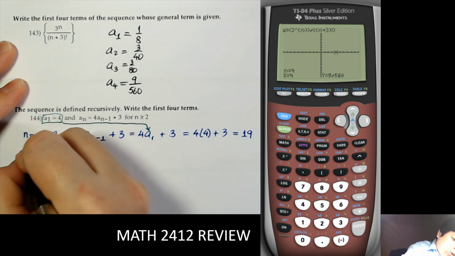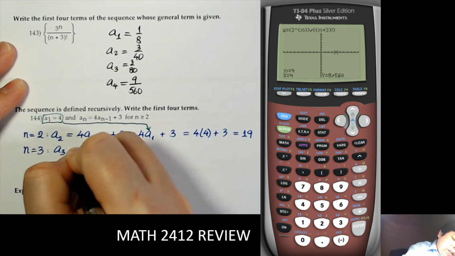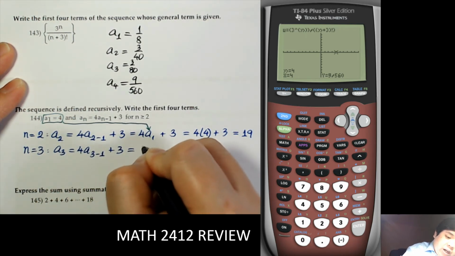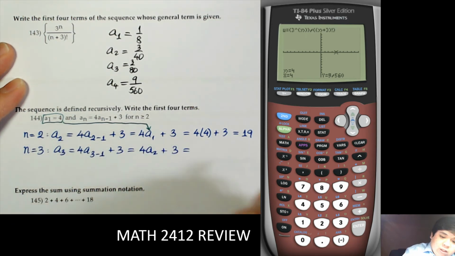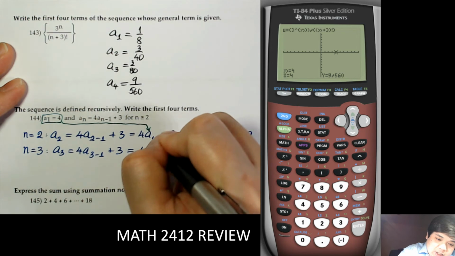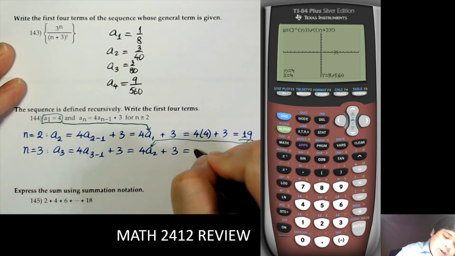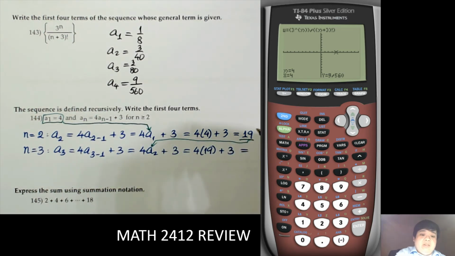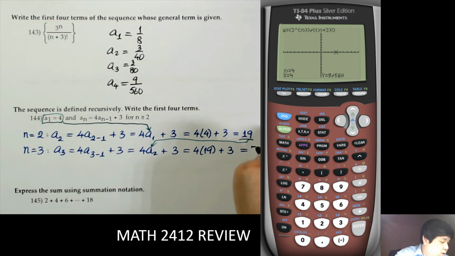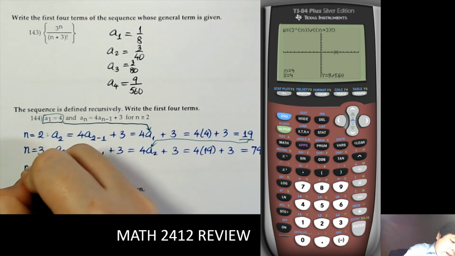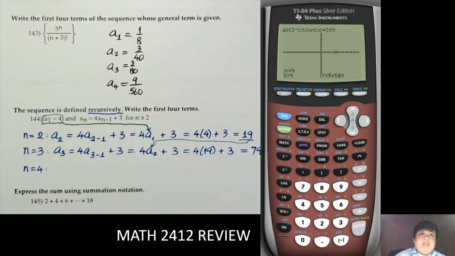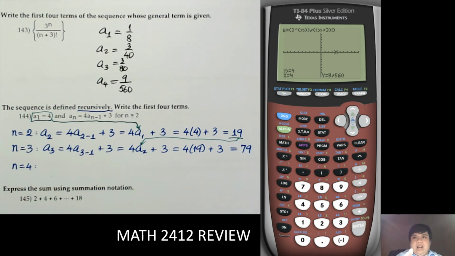Next, n equal to 3. We have a3, 4 times a3 minus 1 plus 3, which is 4 times a2 plus 3. We can substitute the 19 into a2 here. 4 times 19 plus 3. 4 times 19 is 76 plus 3 is 79. And then n equal to 4, do the same thing. So this is called a recursive sequence. We need this term, put it back, provide the next term, and then just generate the next.